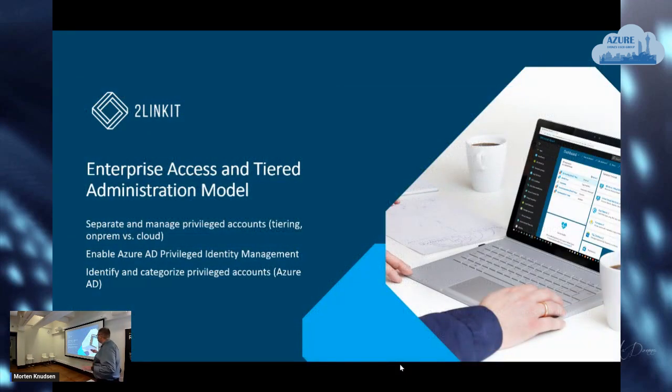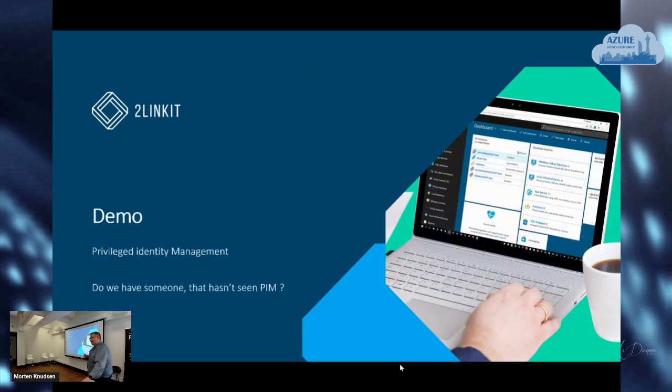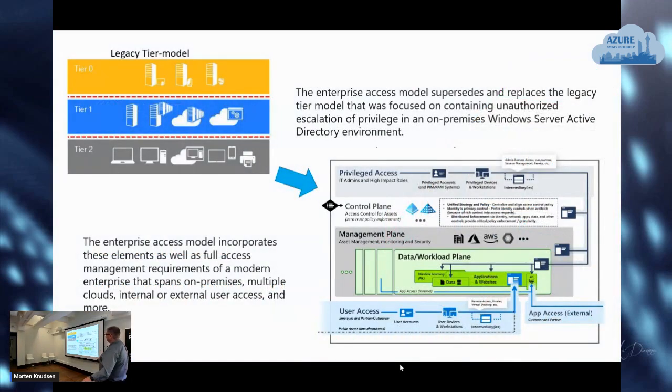So, like I was saying, let's zoom in on the enterprise access and tier administration model. I assume that you all know PIM, or you're okay with that, all of you? So we're going to skip that demo. On the left side in the corner, this is the legacy model, where we have a tiering model from an AD perspective, with a tier zero, one, and two. And the new model that Microsoft came up with moves from just protecting the on-prem AD to also protecting the multi-cloud setup. So we want a model where we can protect both the on-prem environment and also the different clouds that we have.